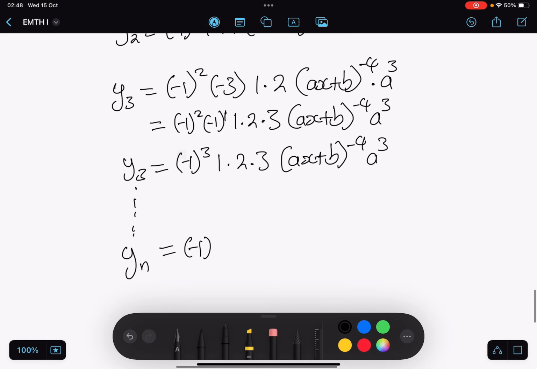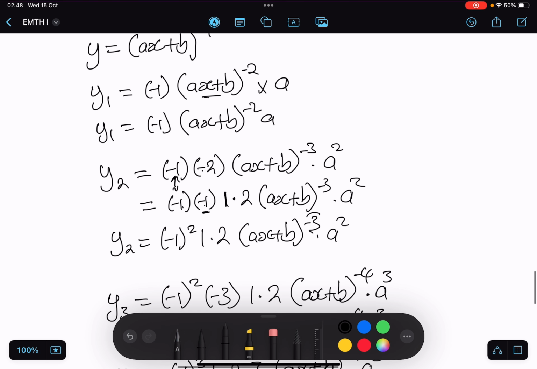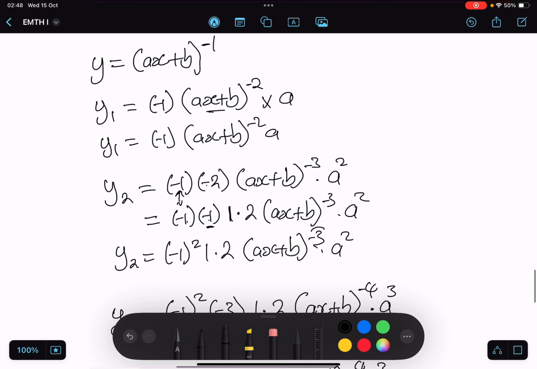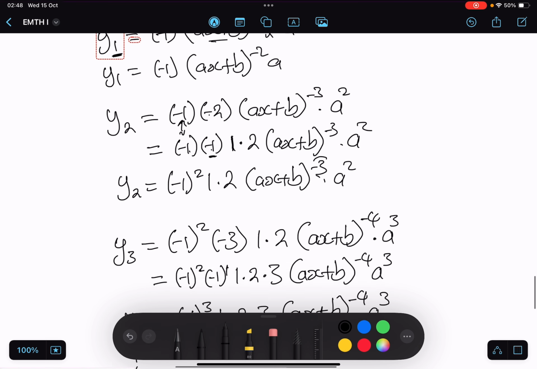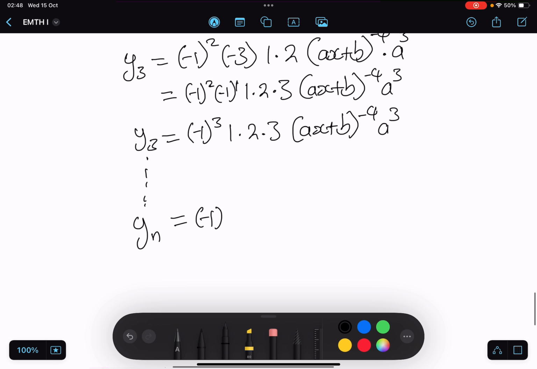-1. And then when you're looking at this one, let's start from here. So we have y1, the power of a is 1, and the power of -1 is 1. And then y2, the power of -1 is 2, the power of a is what? Is 2. And then y3, the power of -1 is 3, the power of a is 3, which means here is going to be n, right?